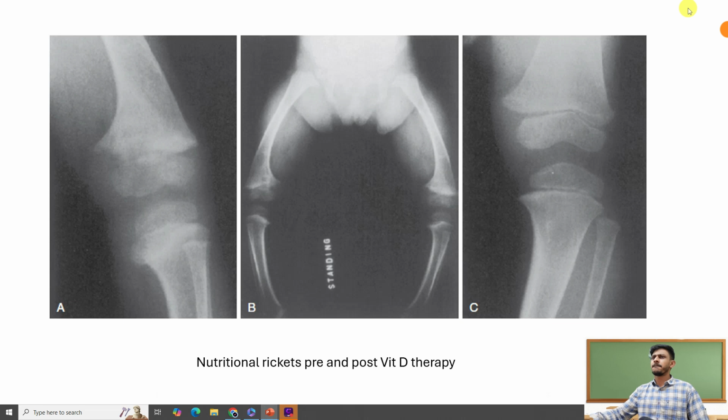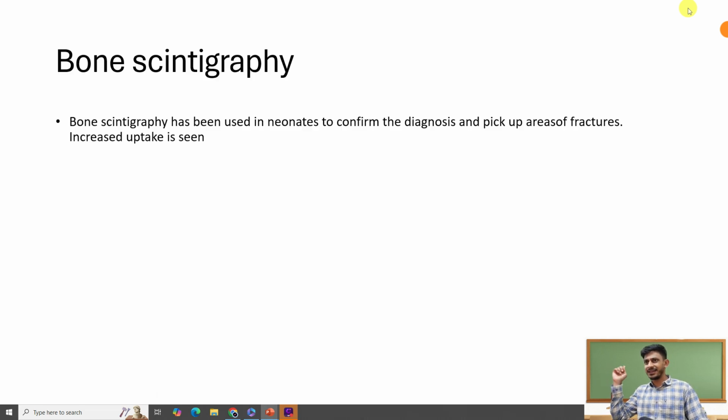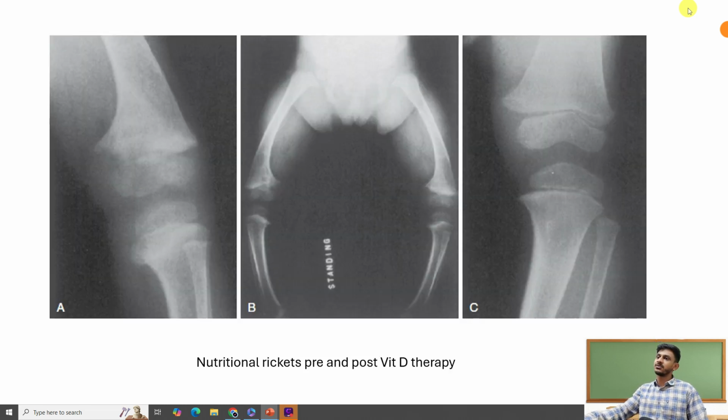Bone scintigraphy can pick up areas of increased uptake. So in rickets, there will be areas of increased uptake because of lack of mineralization. And you can see here, this was a case of rickets which was treated with vitamin D and ultraviolet light. This was initially how it looked, and after the treatment, it recovers fully. However, sometimes there will be residual deformities which might have to be corrected with surgery.